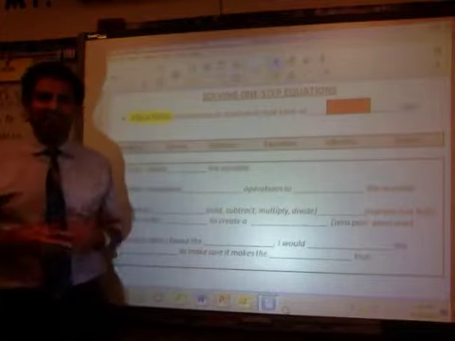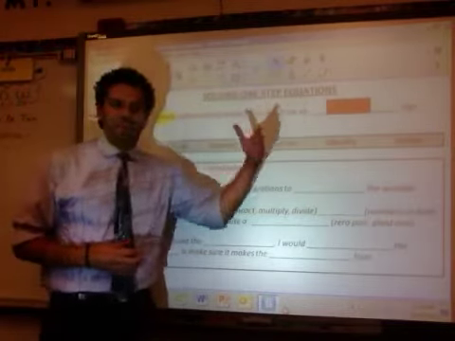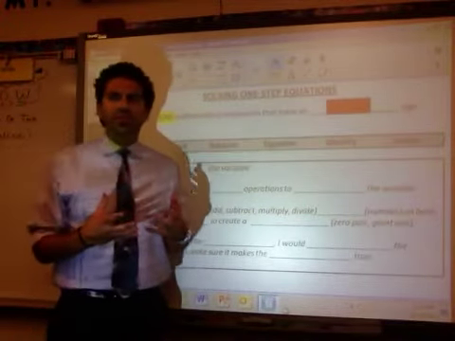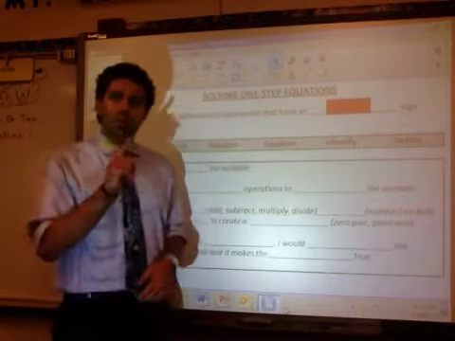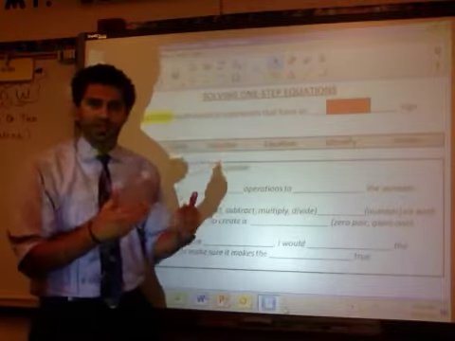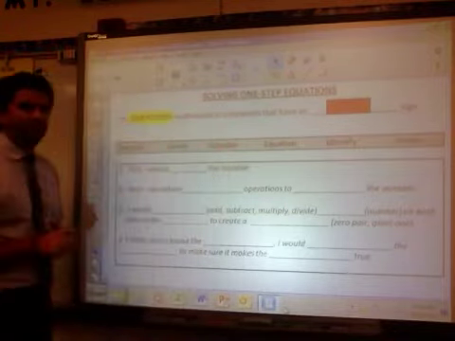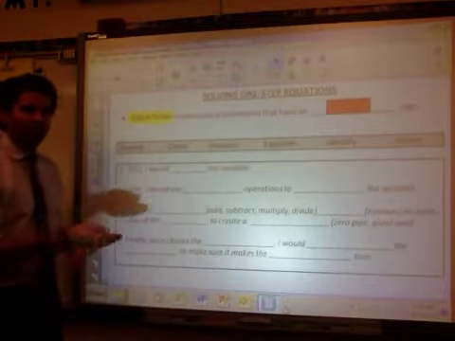What we're going to be looking at right now is how to solve one-step equations. Why do we call them one-step equations? Because it only takes one step to figure out the solution. But if you look at what we have here in front of you, we have 1, 2, 3, 4 steps.